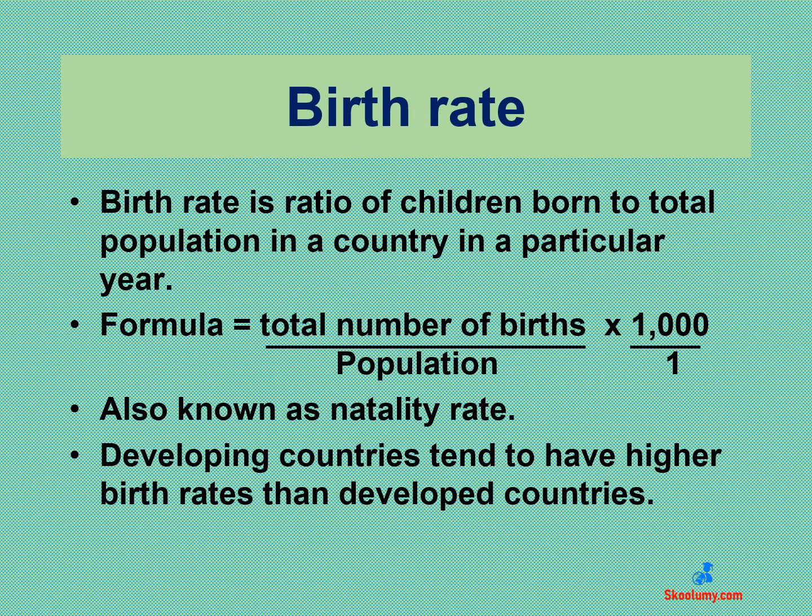Birth rate. Birth rate is the measure of total number of live births per 1,000 of the population in an area in a given period, usually a year. The formula for birth rate is total number of births divided by population times 1,000. Birth rate is also referred to as the natality rate. Developing countries tend to have higher birth rates than developed countries. High birth rate can increase the population.